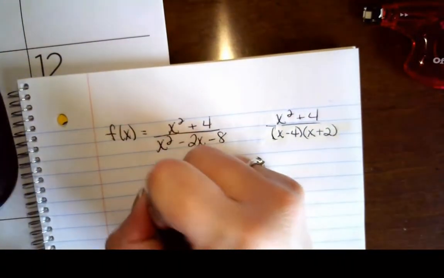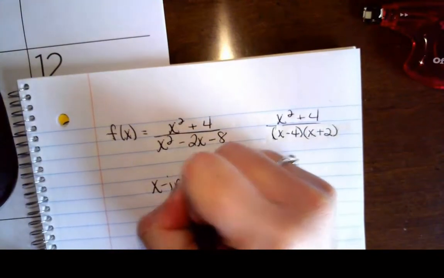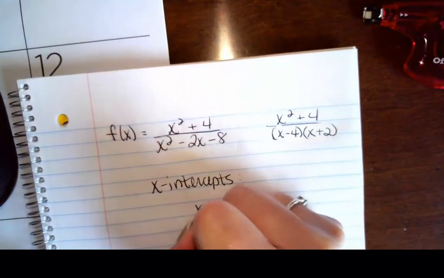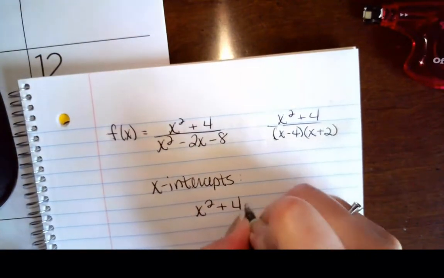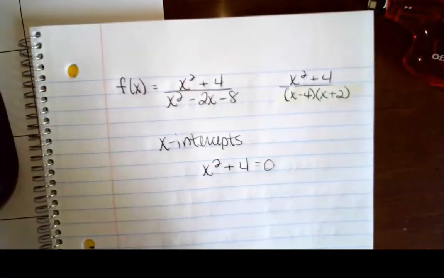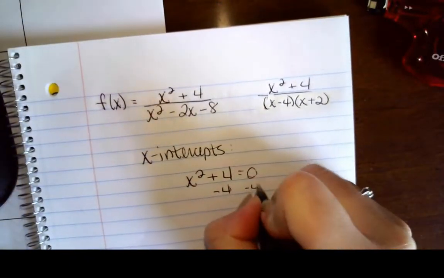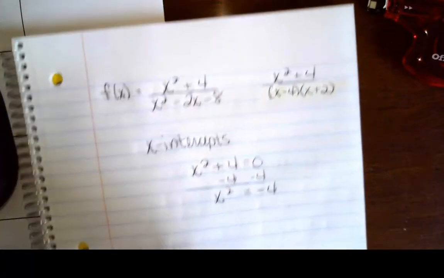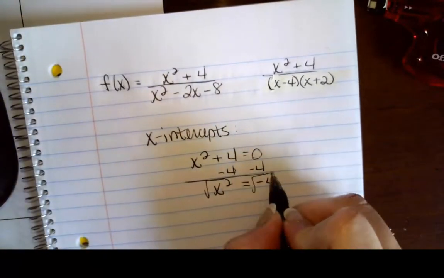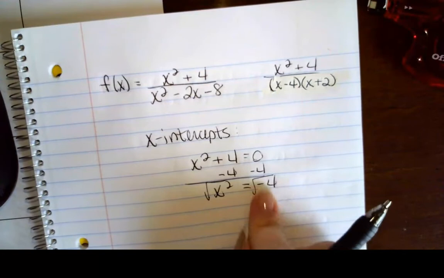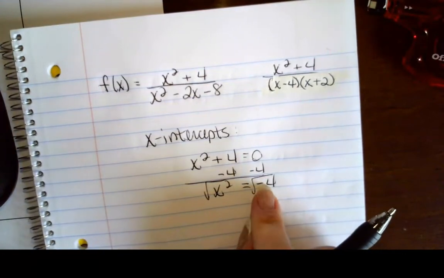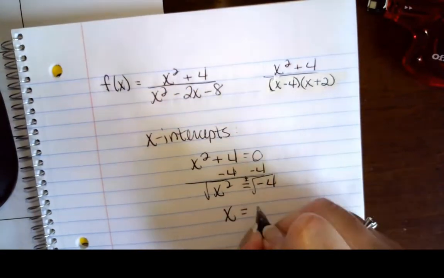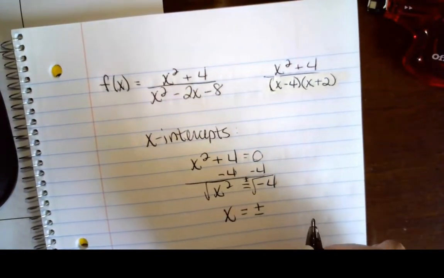Okay, so if I want to know x-intercepts, I'm going to find my numerator and set it equal to 0. So I'm going to subtract 4 from both sides. So I get x squared is -4. Take the square root of both sides. So right now, your brain should be twitching. I see a negative under a square root. So I get x equals positive or negative.